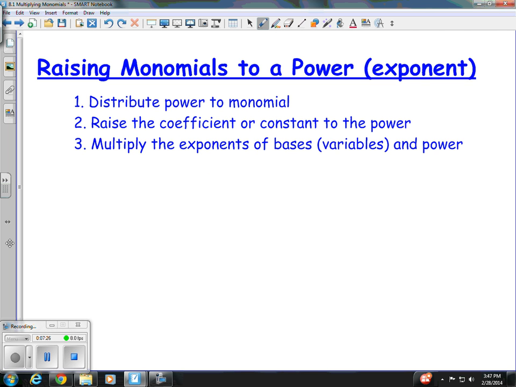Now let's look at raising monomials to a power. That means a power and then another exponent. So we distribute the power to the whole monomial, everything inside of it. Then we raise the coefficient to the power. Then we multiply the exponents of the variables and the power. So let's see an example of raising monomials to a power.